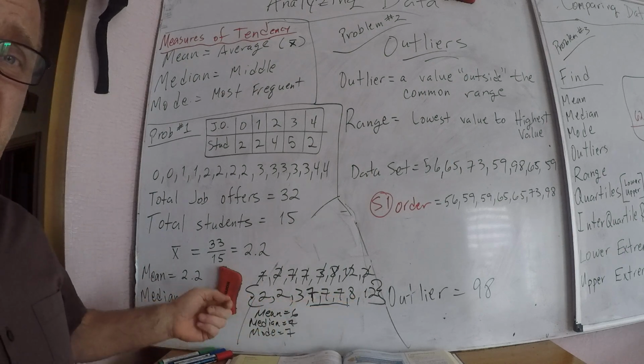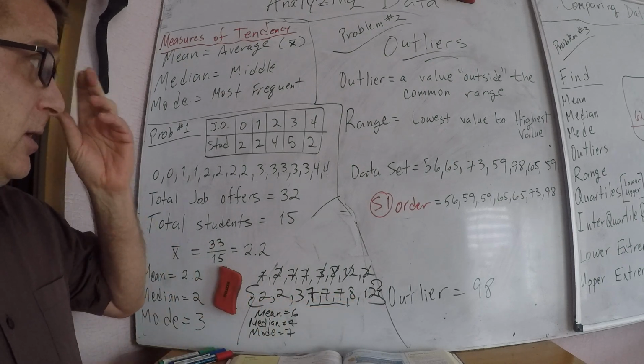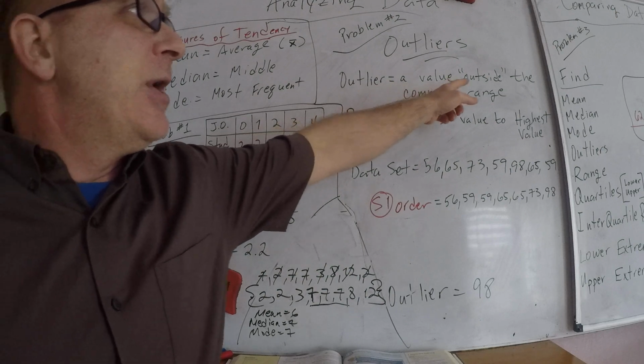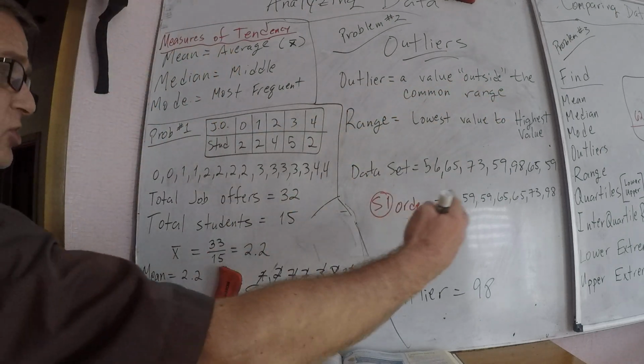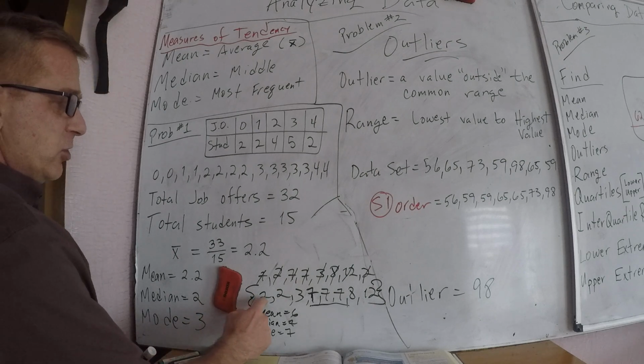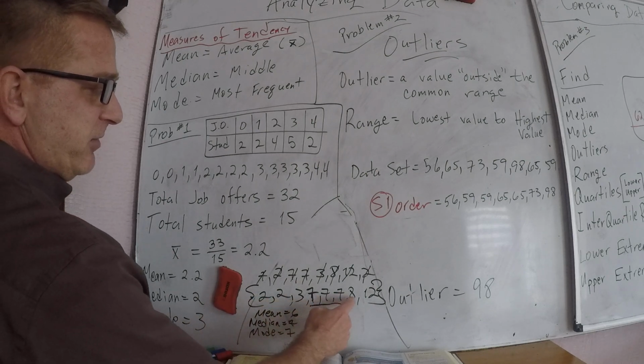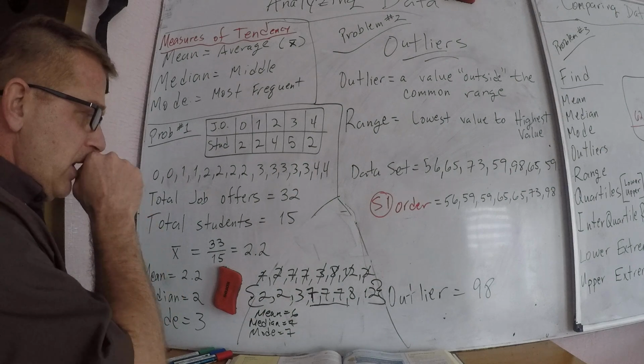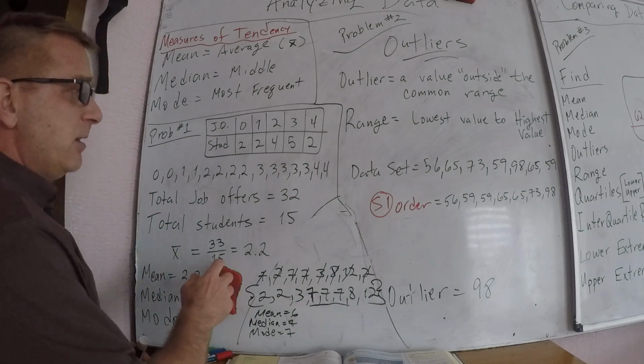So we're talking individual pairs of shoes, right? So the outlier is a value outside the common range, something you see that's really far out there. Here I have 2, 2, 3, 7, 7, 7, 8, and 12. Do I see an outlier?